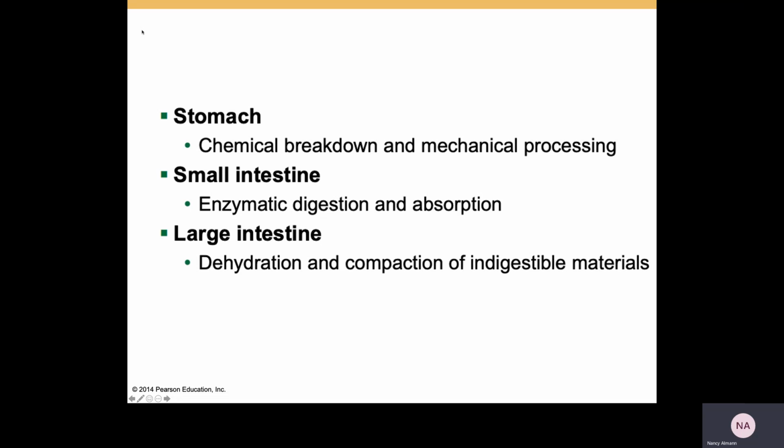The small intestine is the hotbed of activity because that is where the majority of chemical digestion as well as absorption of nutrients will occur. And the large intestine is primarily responsible for production, storage, and elimination of fecal matter. The large intestine's major function is for production, storage, and elimination of fecal matter.